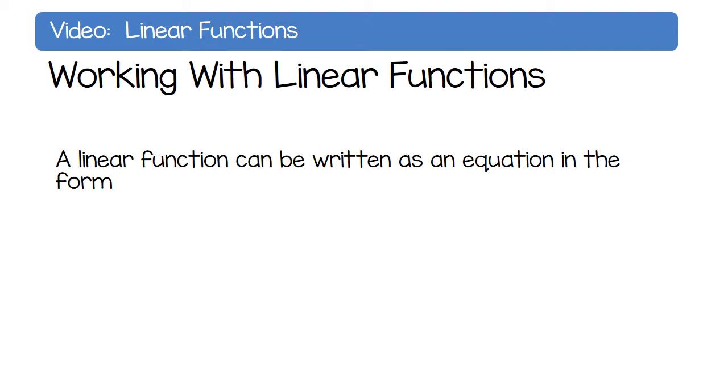A linear function can be written as an equation in the form y equals mx plus b. M represents the slope of the line, which is the steepness of the line, and b represents the y-intercept, the point where the graph crosses the y-axis.